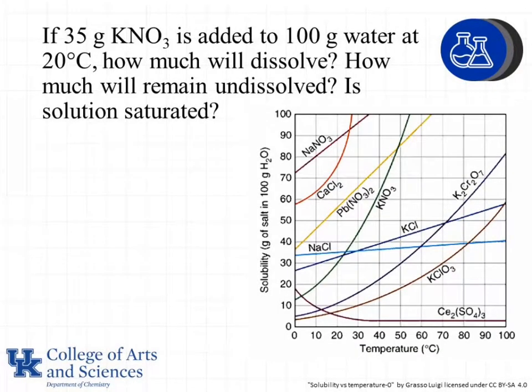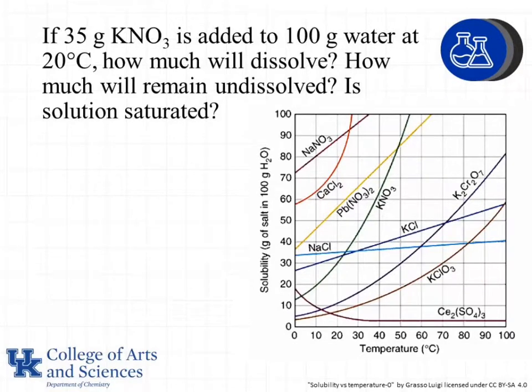In this lesson, we're going to look at some other problems using the solubility curve. If 35 grams of KNO3 is added to 100 grams of water at 20 degrees Celsius, how much will dissolve, how much will remain undissolved, and is the solution saturated? In the previous problems, we looked at the limits of solubility. Now we're talking about actual solutions.